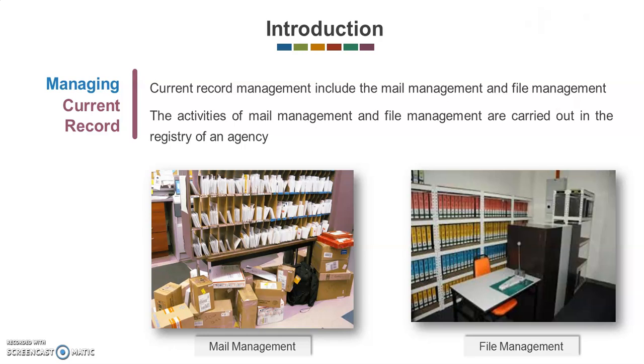The activities of mail management and file management are actually carried out in the registry of the agency or the company itself. So you can imagine, when we talk about current records, they are dealt with from the beginning, from the creation of the record itself, whether we create it within our company or receive it from outside the company. After we have done the sorting, the routing, and the dispatching, then we do the filing part.